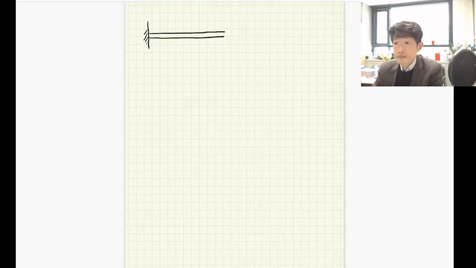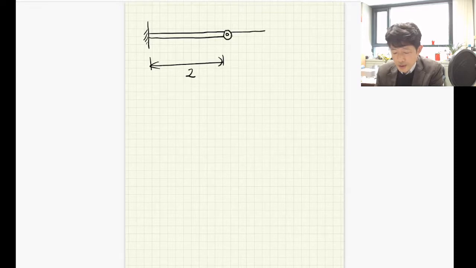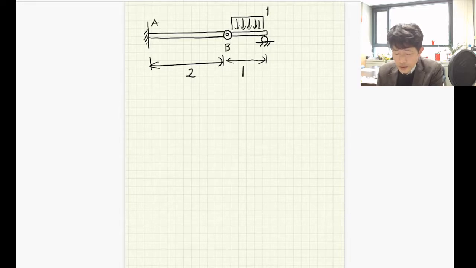Okay, so let's consider a cantilever problem. So I have a cantilever. And then its length is equal to, for example, 2 for simplicity. And then I have an internal hinge. And then I have another segment. But this segment is supported by a roller here. And then let's consider a distributed load. Its magnitude is equal to 1. The free segment, its length is equal to 1. So let's label point A and point B and point C.